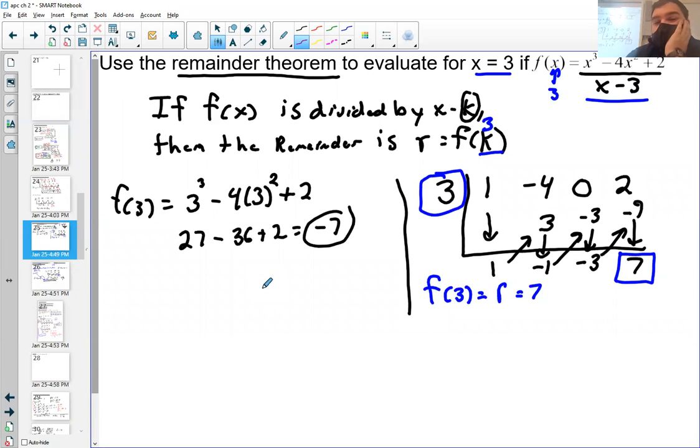What does it say? Then the remainder. If f of x is divided by x minus k, it should be the remainder. Oh, I can see where you see remainder. Oh, remainder. I get it. You got it? f of k cubed. Wait, x is k.